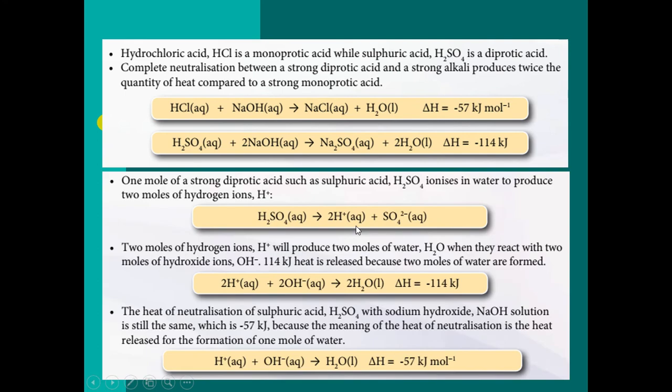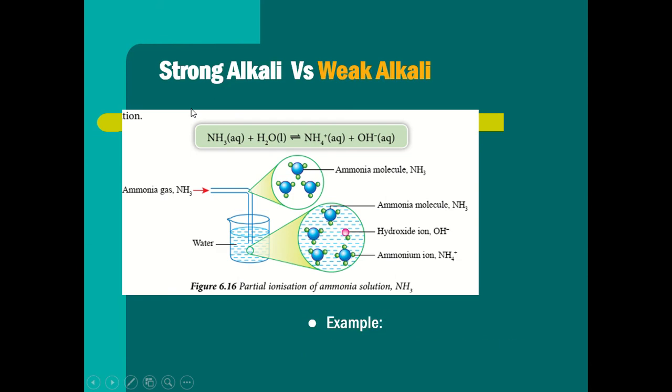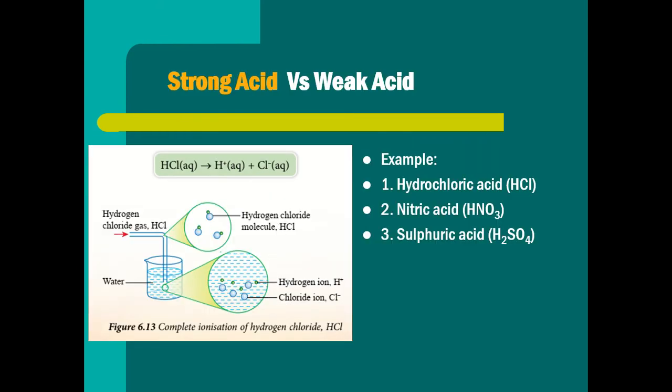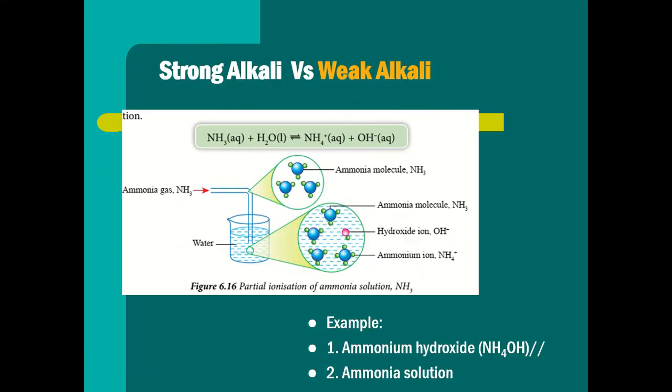Alright. So di sini 1 mole of strong diprotic acid such as sulfuric acid H2SO4 ionized in water to produce 2 mole of hydrogen ion. Dia punya ionization equation. Jadi when sulfuric acid dissolve in water, dia akan ionize into 2H+ and SO4 2-. Okay, kalaulah dia monoprotic, contohnya HCl, tadi kita dah tengok dah equation dia. Kalau HCl, dia akan produce 1 mole saja of hydrogen ion. That's why dia mono. 1 is mono, di is 2.